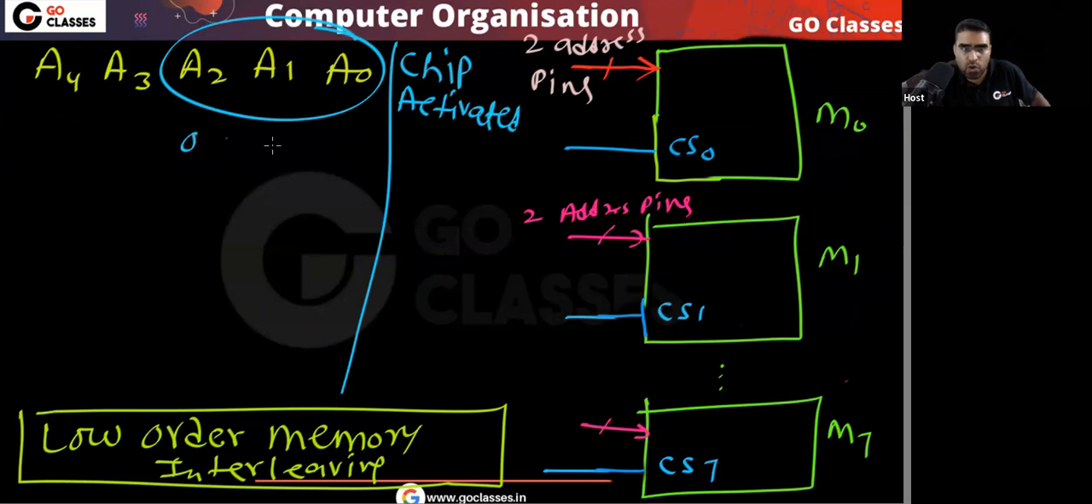Okay, so when all of them are 0, this can be anything, this can be anything. In this situation, which chip will be activated? Tell me. In this situation, which chip will be activated? M0 will be activated.